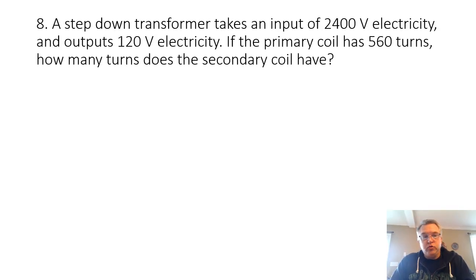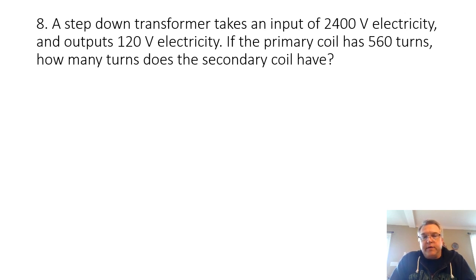Okay, on to the problems. Problem 8 tells us that a step-down transformer takes an input of 2400 volts of electricity and outputs 120 volts of electricity. If the primary coil has 560 turns, how many turns does the secondary coil have?